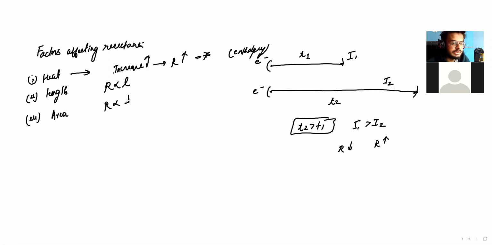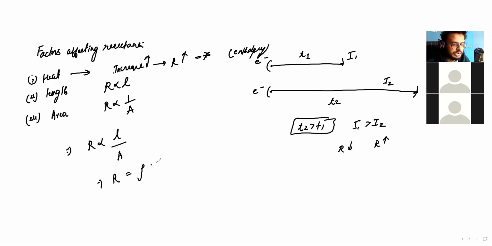Area: resistance is inversely proportional to area. So if you increase the thickness of the wire, the resistance will decrease, right? Now we combine both the equations, you get R is directly proportional to L, inversely proportional to A. Now I remove the proportionality sign, put an equal to sign, put a constant. This is the final formula.